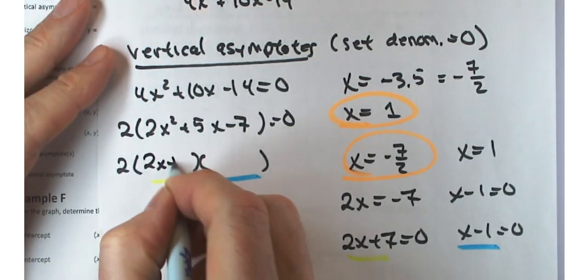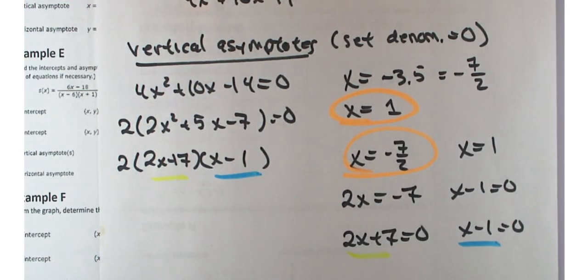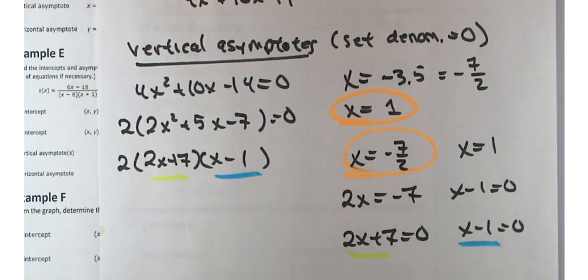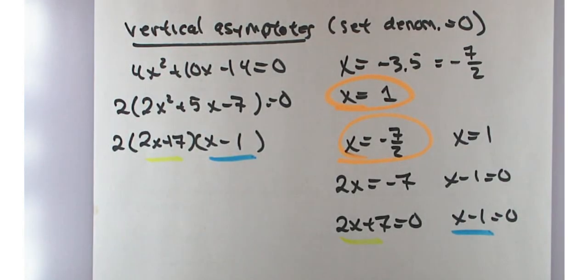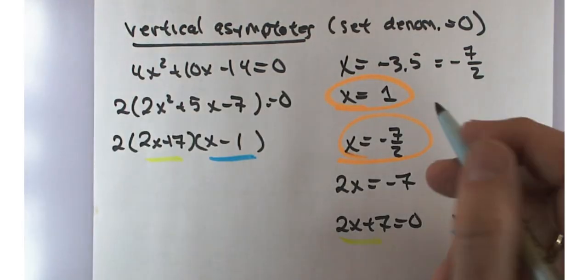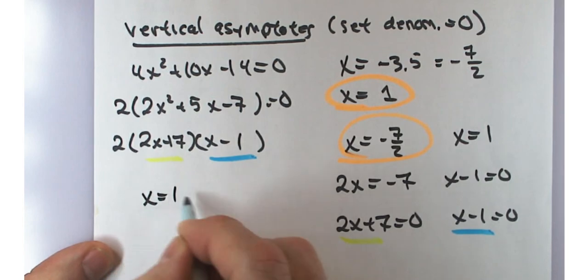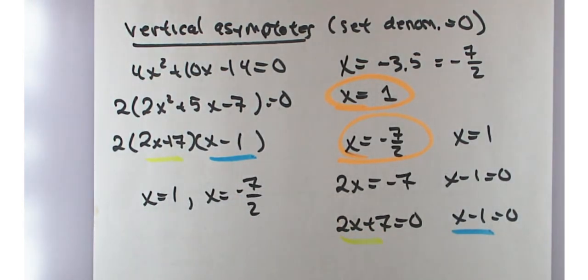So, a quick workaround in terms of factorization. Not that this completely replaces the quadratic formula, because sometimes you're going to have complex solutions and irrational roots, so you're not always going to be able to do this, but in this case it works out well. So we've got our vertical asymptotes. Wait, so what? Which part is? These two. X equals 1, x equals negative 7 halves. Those are your vertical asymptotes.